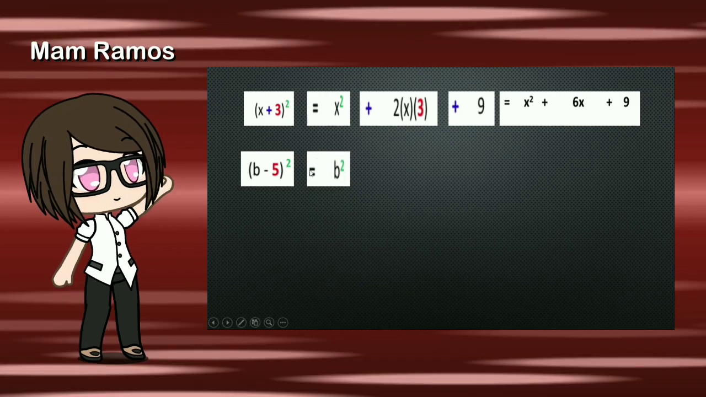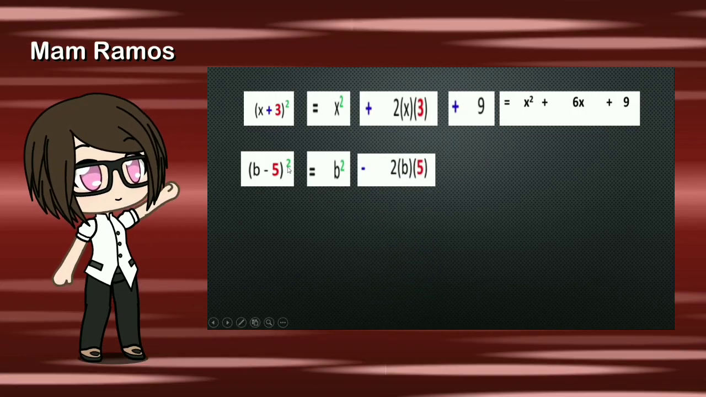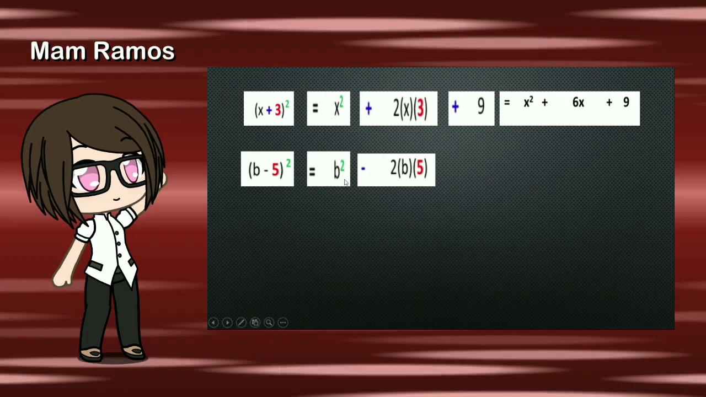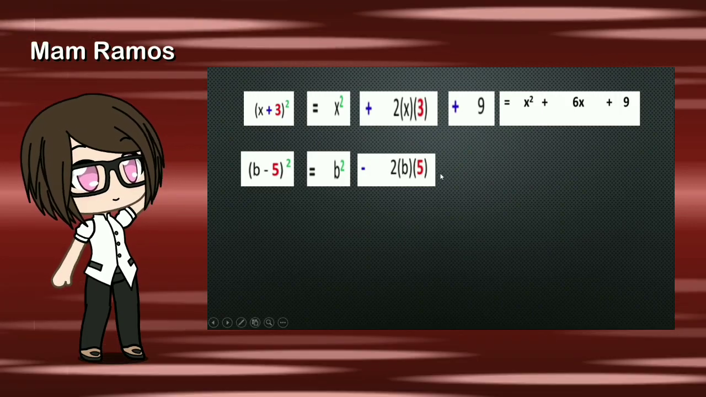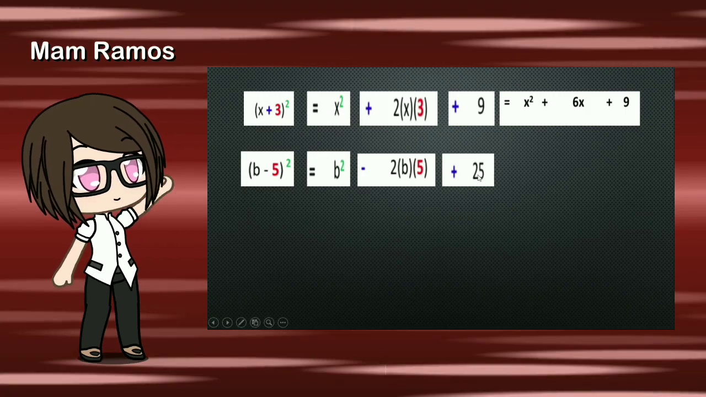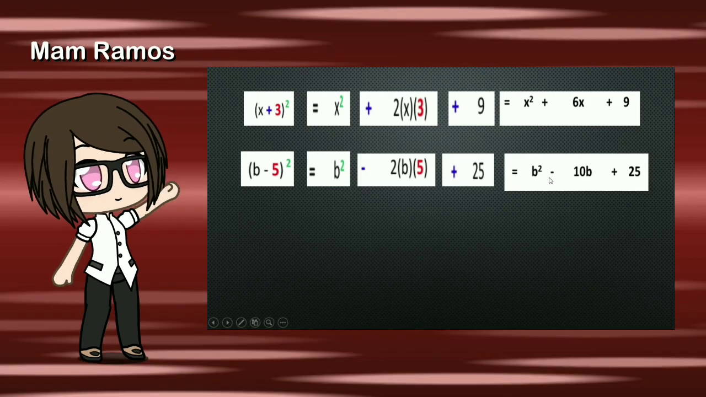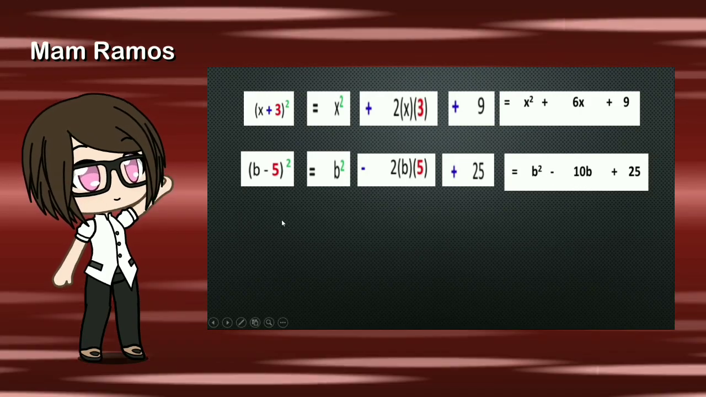Next is quantity b minus 5 raised to the second power. Square the first term, which is b squared, minus 2 times the first and the second, which is 2 times b times 5, plus the square of the last term, which is 5 squared, is equal to positive 25. The answer is b squared minus 10b plus 25.